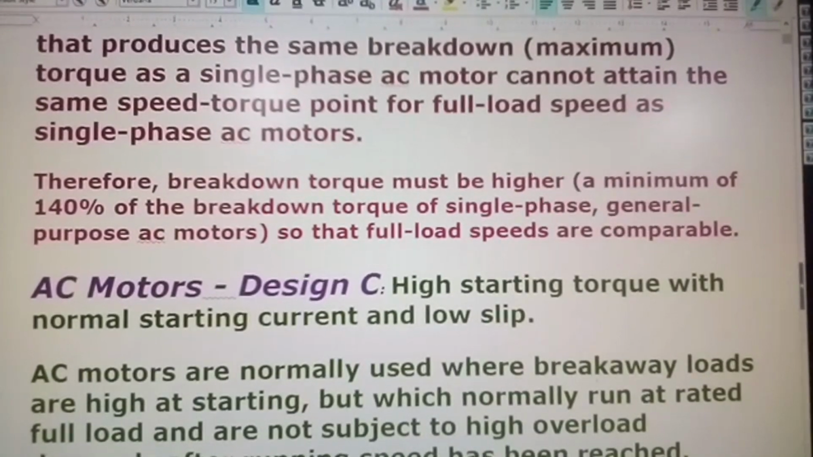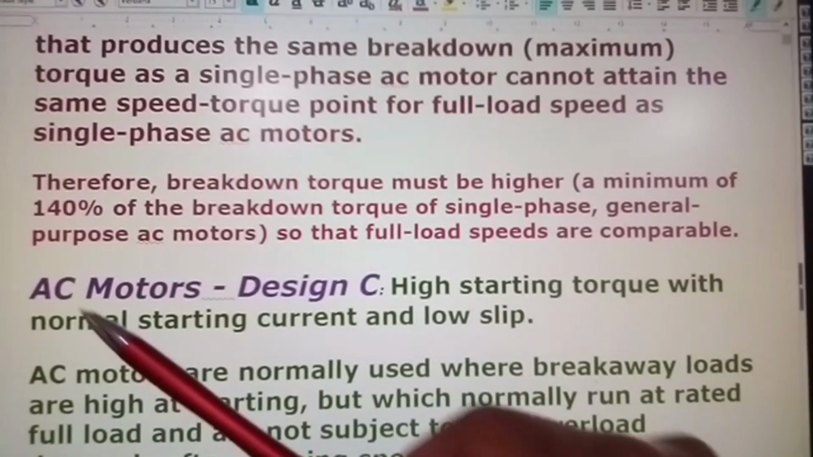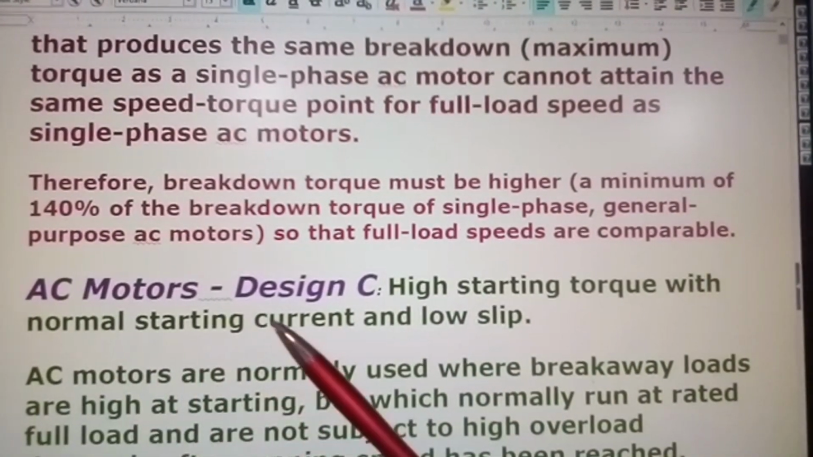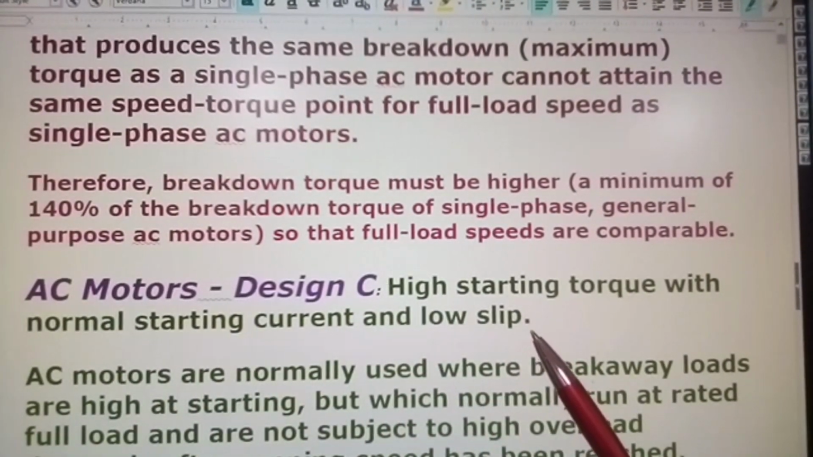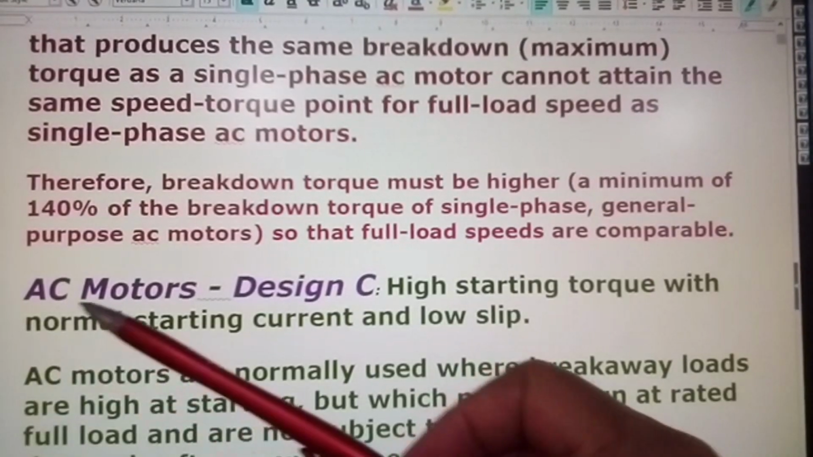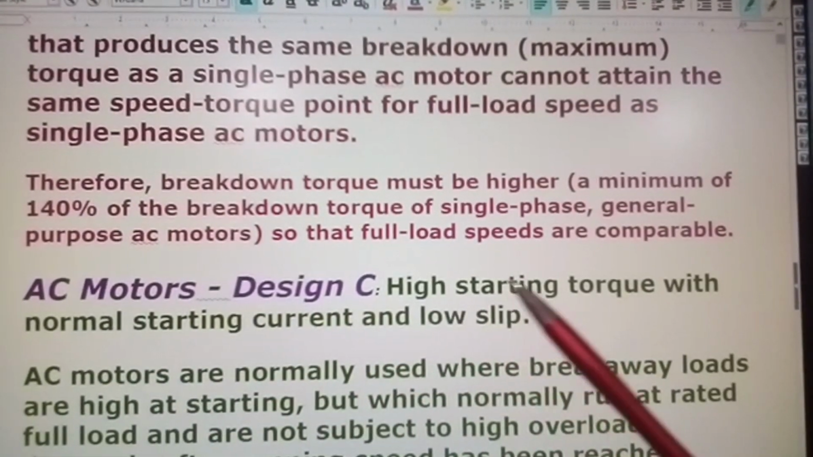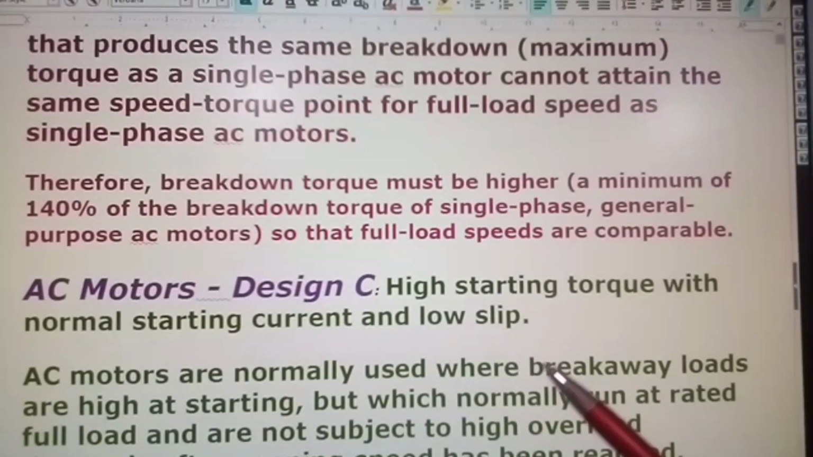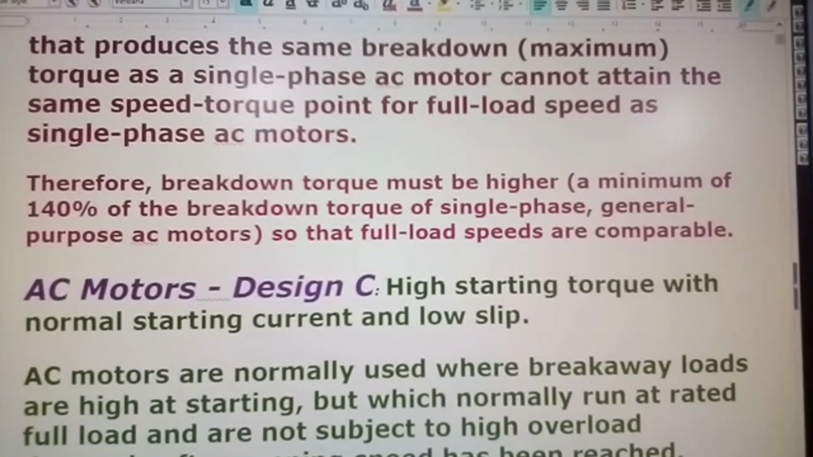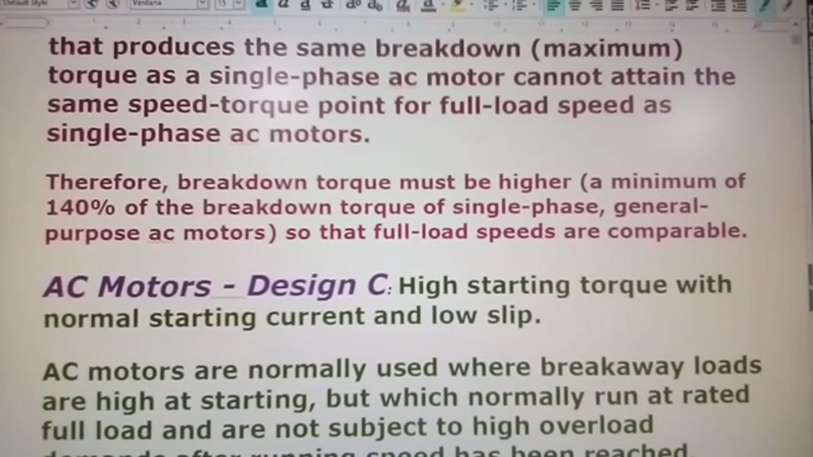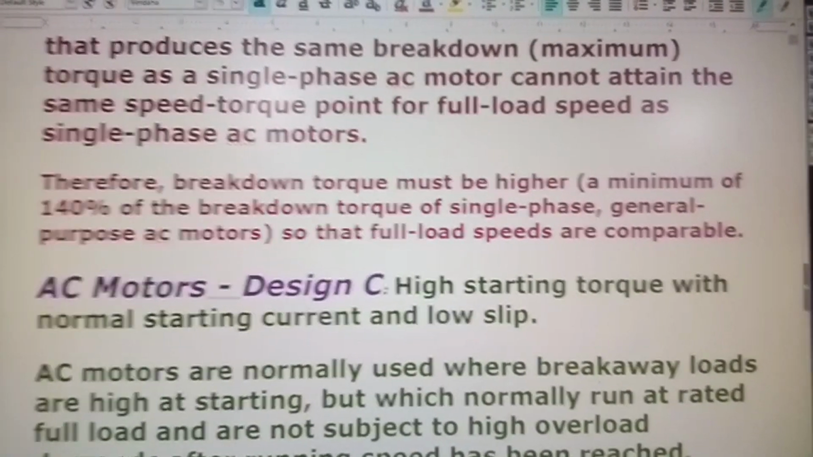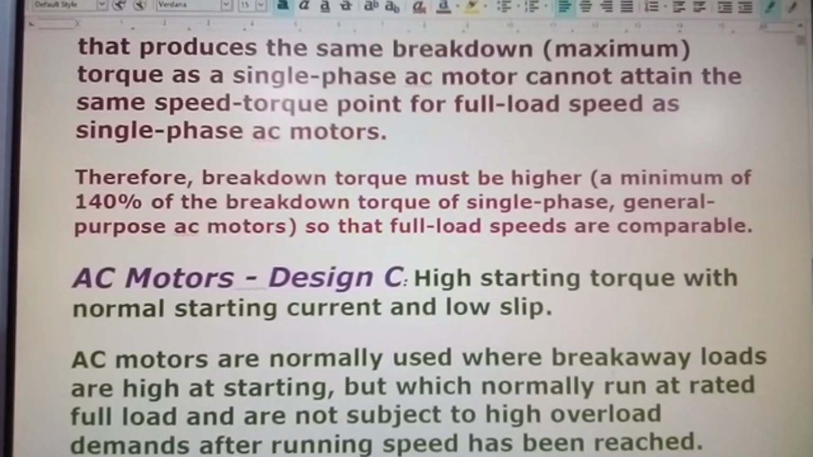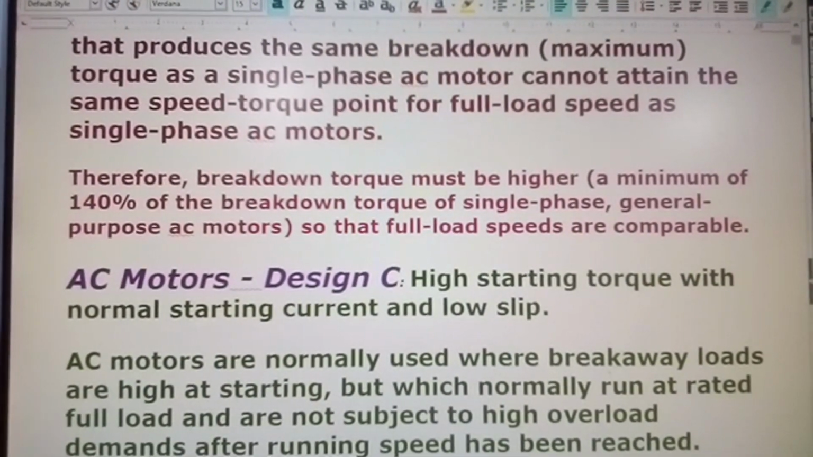Now AC motors design C. Now again here, AC motors design C: high starting torque with normal starting current and low slip. So in your design C, you have a high starting torque with normal starting current and low slip. So this means that your motor can start on the load, allowing you to operate immediately.